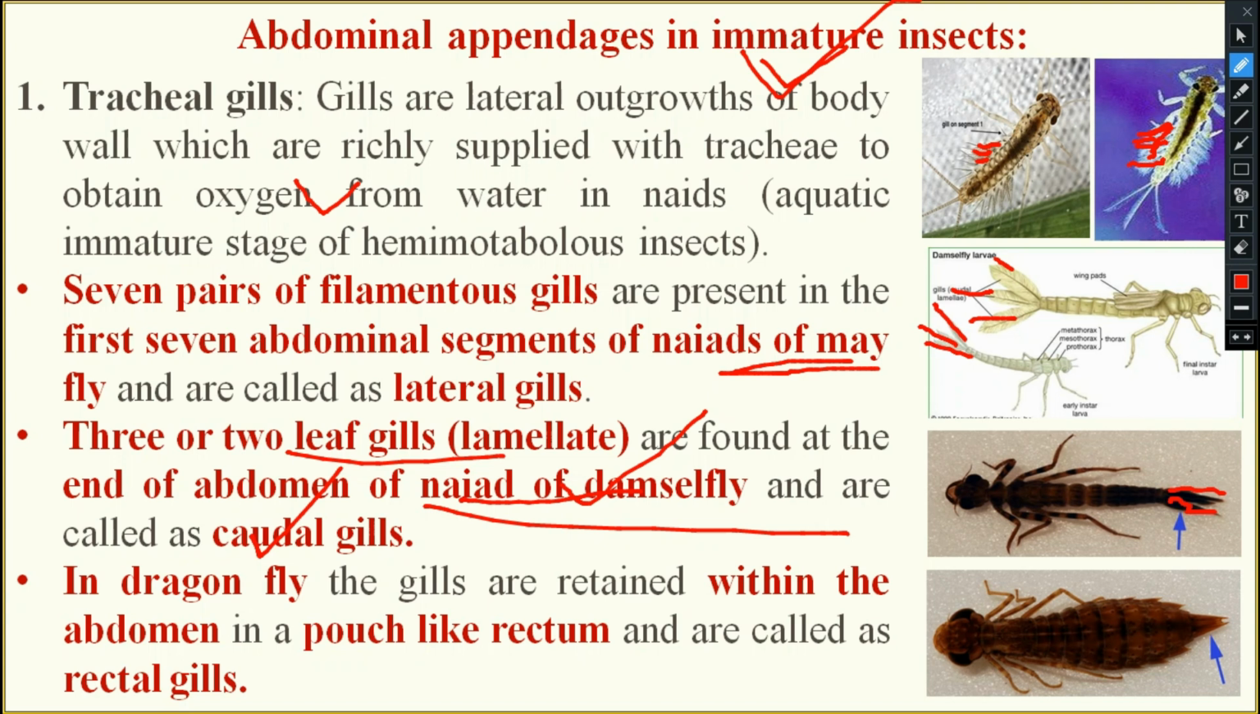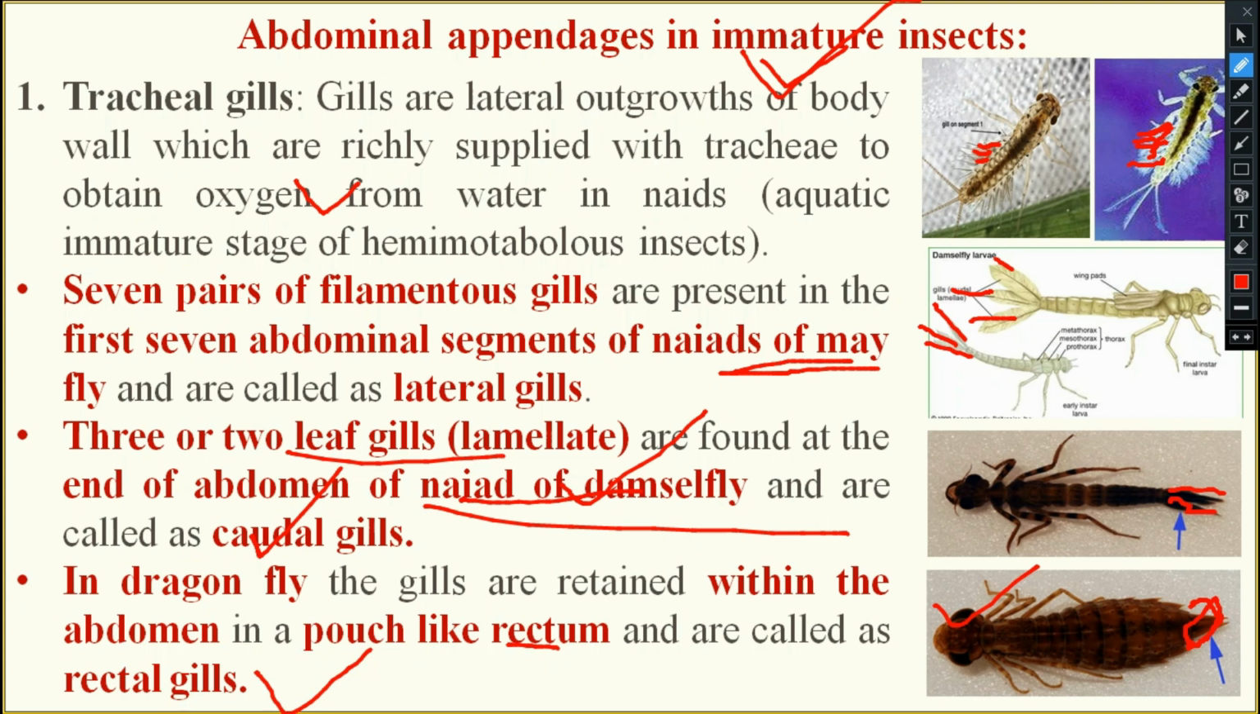Next you see, last one, rectal gill. Rectal means the rectum present in the digestive system at the end. So here what will happen? It is not visible outside. A pouch-like structure will be there. Pouch-like rectum, it will be there. It is also helpful in respiration, within the abdomen, in a pouch-like rectum. That is known as what? A rectal gill. Present in which insect? Naiads of dragonfly. Understood? Yes, sir.